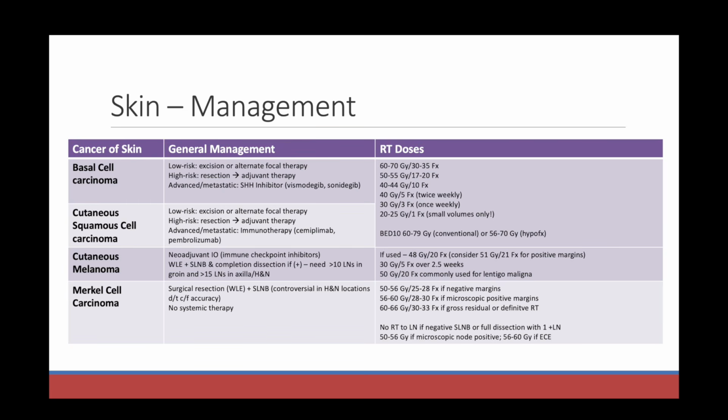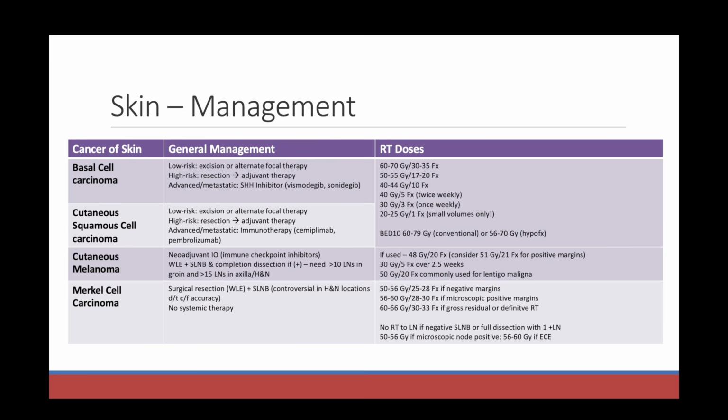Cutaneous melanomas, we always think about managing these with immune checkpoint inhibition, and they can be managed with surgery, so wide local excision and sentinel lymph node biopsy with completion dissection if they turn out to be positive. And then if we're using adjuvant radiation for these, 48 gray in 20 fractions is an option, or 30 gray in 5 fractions delivered on non-consecutive days.